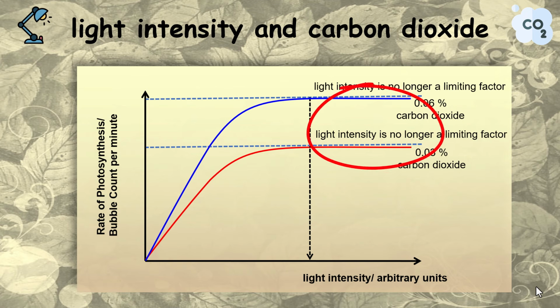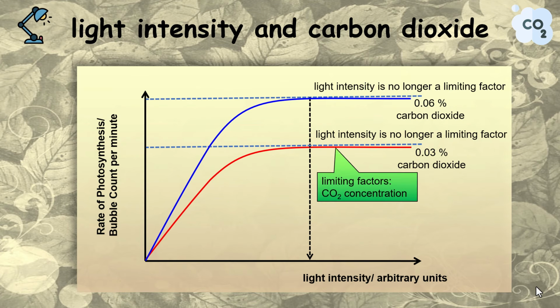At the plateau, like always, the light intensity is no longer a limiting factor. However, for the red curve at the plateau, we can see that CO2 concentration is a limiting factor, since an increase in concentration will increase the reaction.